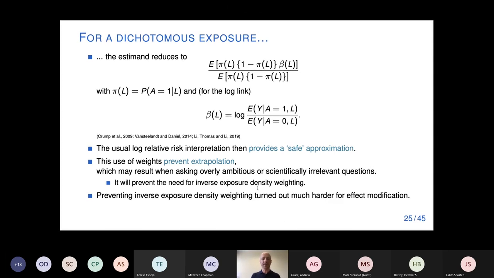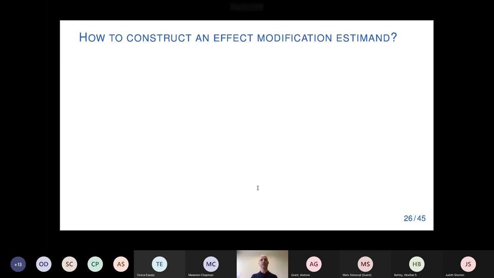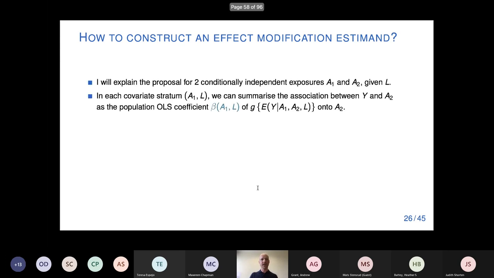Preventing such inverse weighting by densities turns out to be a lot harder when we try to deal with effect modification. And I'll maybe just give a quick impression of how we handle effect modification before handing over the words to Oliver. So I'll just explain the proposal in the case where we have two conditionally independent exposures, A1 and A2, given L.